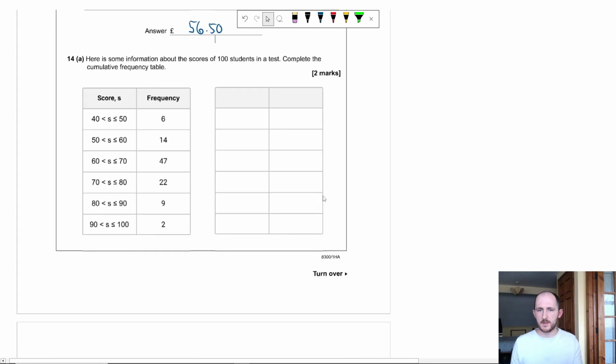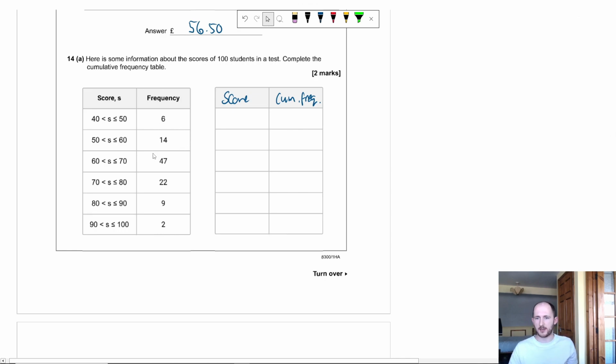Okay, and for question 14. Now we're on to cumulative frequency for question 14. So we have some information about the scores of 100 students on a test. Complete the cumulative frequency table. So first things first, we're going to have the score here. And here we're going to have the cumulative frequency, right? And here's the important things.